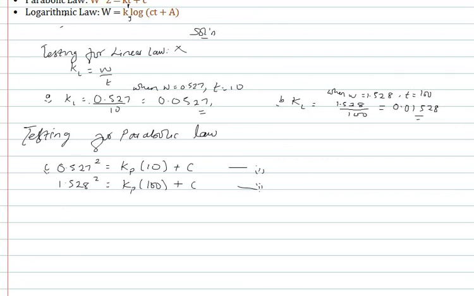And please don't make the mistake of thinking that these are quadratic equations, because actually these are just values, and you can rewrite these to be 10 Kp plus C is equal to 0.527 squared. You can calculate that to give you 0.2777. That's your equation 1, right?